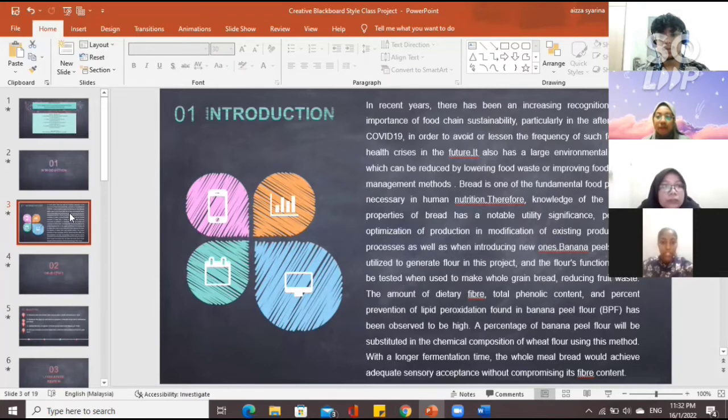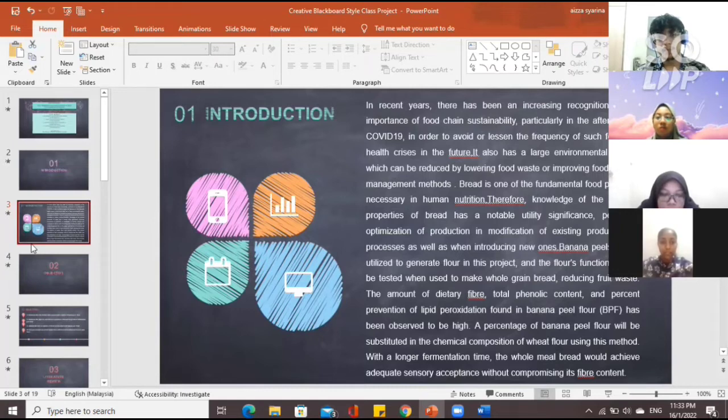Banana peels will be utilized to generate flour in this project, and the flour functionality will be tested when used to make whole grain bread, reducing food waste. The amount of dietary fiber, total phenolic content, and percent prevention of lipid peroxidation found in banana peel flour has been observed to be high. A percentage of banana peel flour will be substituted for wheat flour using this method. With a longer fermentation time, the whole meal bread would achieve adequate sensory acceptance without compromising its fiber content.